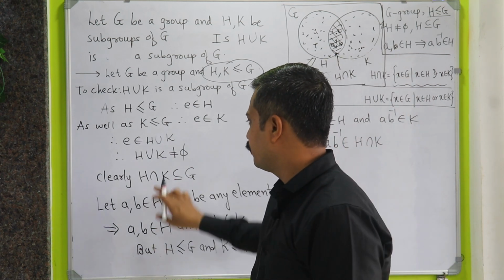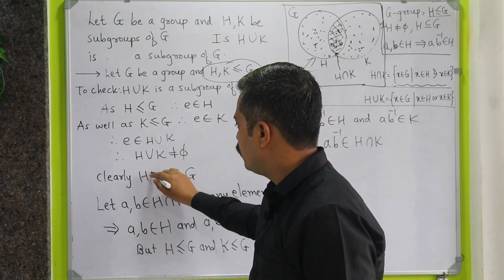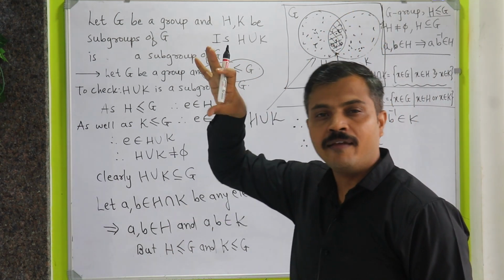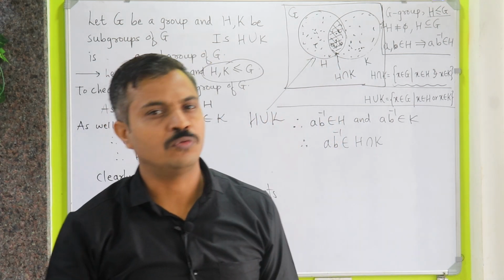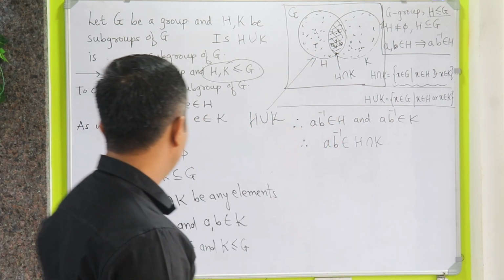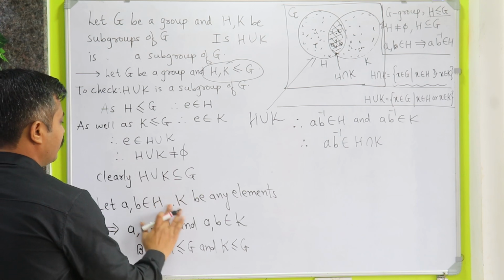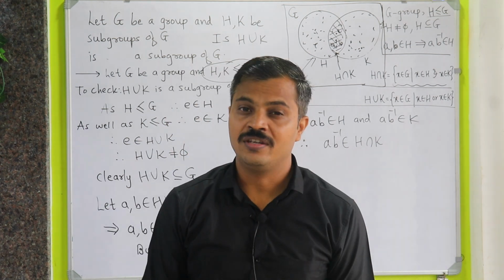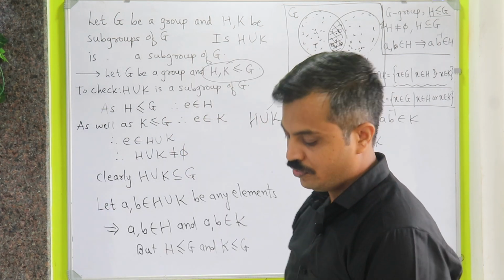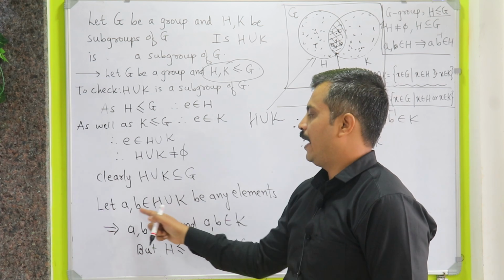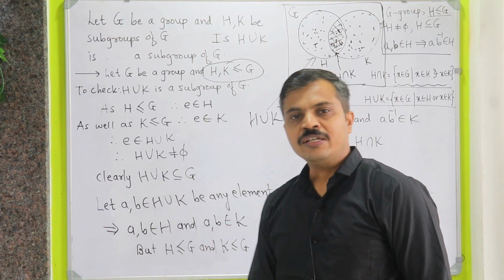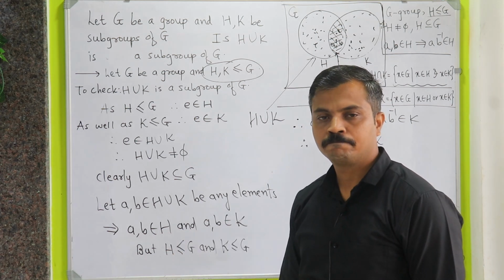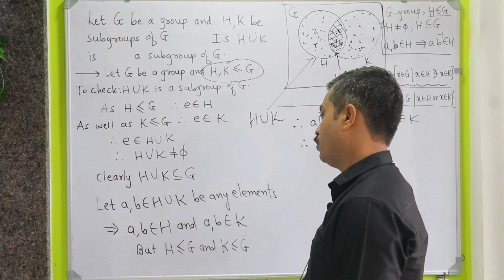No issues with that. Subset, again no issues because H and K entirely lie in G, so H union K will also lie in G. So that is also not a problem to us. So now we will start with two elements of H union K. Now here is a trick. Here we have to think, right? So A, B are the two elements in H union K. So does it imply A, B lie in H, both? That is what we have to think.